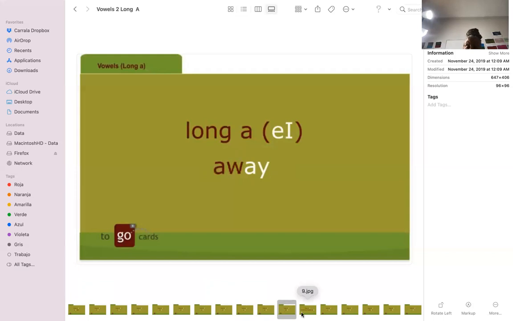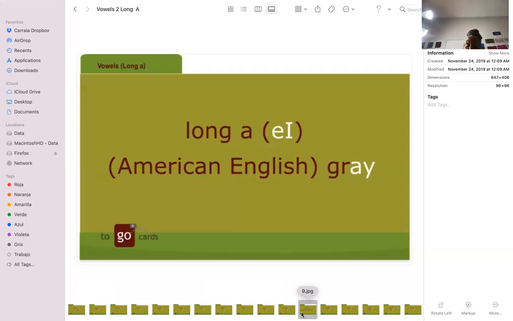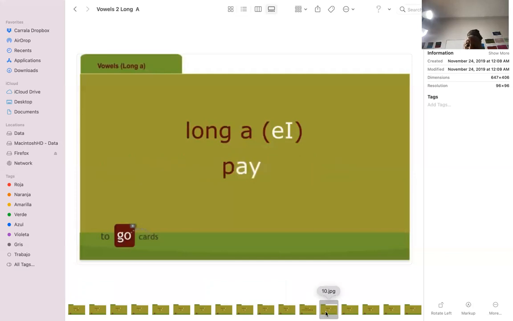Away. This is American English because the Brits spell this differently. In American English, we spell the color gray, G-R-A-Y. They spell it G-R-E-Y. Pay. Cray, like crayfish. They look like shrimps. I'm a veggie. I'm a vegan, in fact, so I don't eat them. And they look not the best, appetizing. But there are people who swear by them.